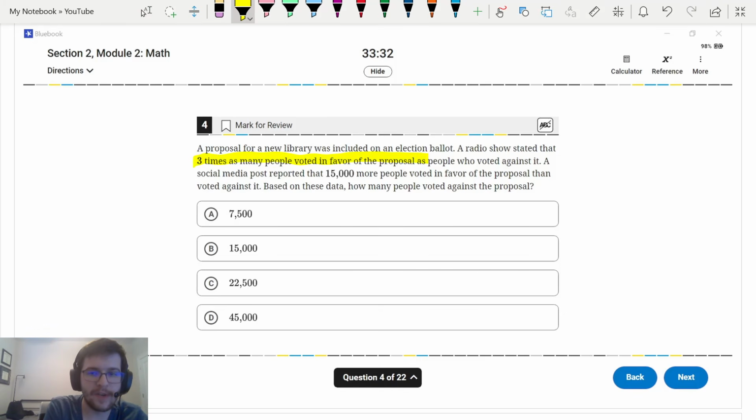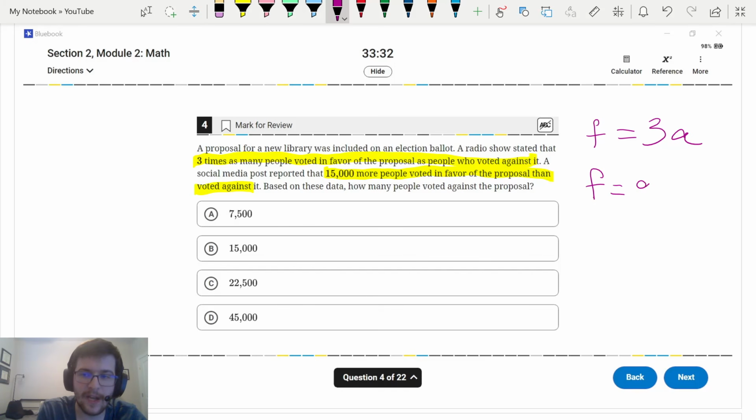3 times as many people voted in favor of the proposal as voted against it. Okay, so that means the people who voted in favor, F, is 3 times the people who voted against it, 3A. Let's use A for against. And then it says 15,000 more people voted in favor than against it. Okay, so 15,000 more than against. So A plus more means plus, add 15,000.